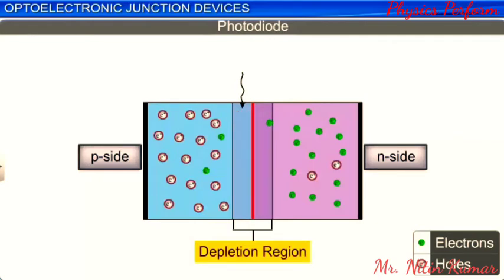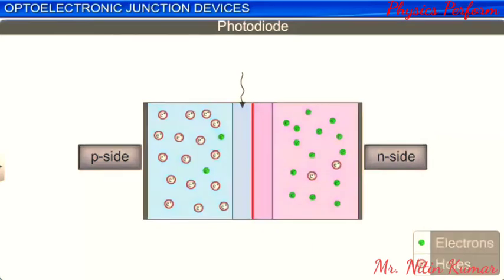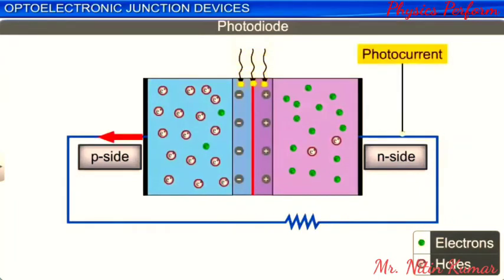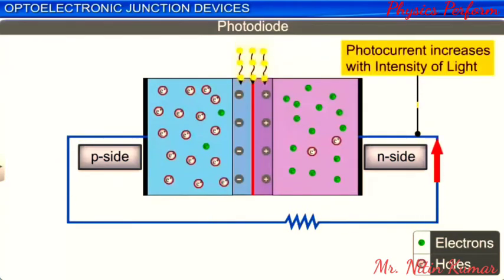Due to this movement of charge carriers, a small photocurrent is generated through an external load connected across a photodiode. The magnitude of the photocurrent increases with an increase in the intensity of the incident light. However, this change is too small to be measured in the absence of any external bias.